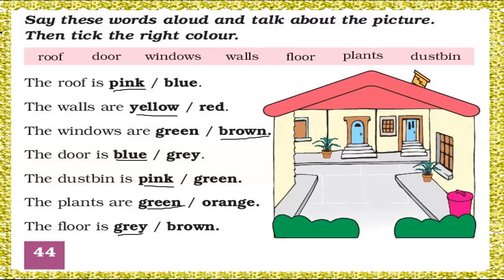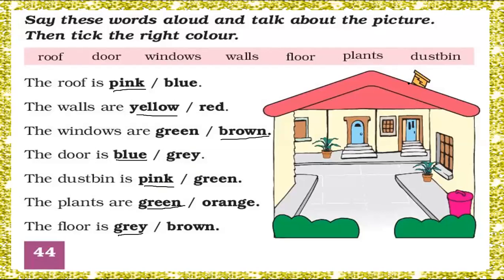Let me repeat the activity, children. The roof is pink. Underline pink. The walls are yellow. Underline yellow. The windows are, which color windows? Brown. So underline brown. The door is in which color? Blue. So underline blue. The dustbin is which color? Pink. Underline pink. Next, the plants are green. What is the color of the plant? Green. So underline green. The floor is, what color is the floor? Gray color. So underline gray.